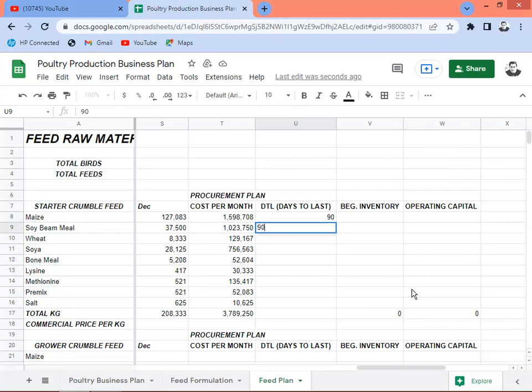Soybean meal is also imported, so you need 90 days for that. And soya as well is also 90 days. There are four ingredients that need 90 days inventory. And for the rest, like the bone meal, lysine, methionine, premix, salt, and others, you only need 30 days, because these can be sourced locally, domestically. You can purchase them from local dealers. So maybe you have accredited dealers you can purchase these materials from.